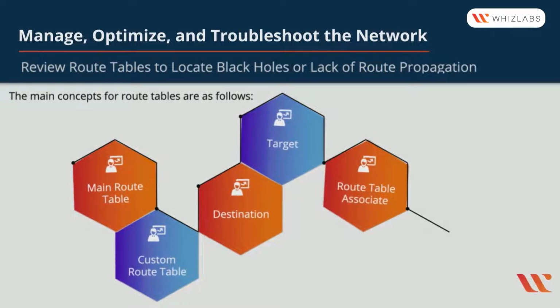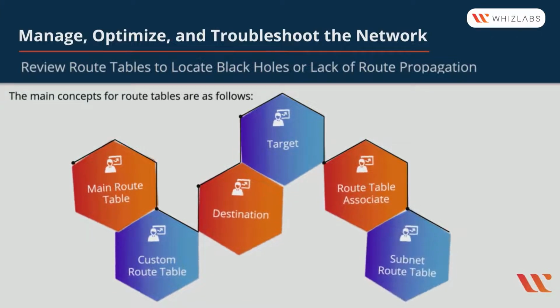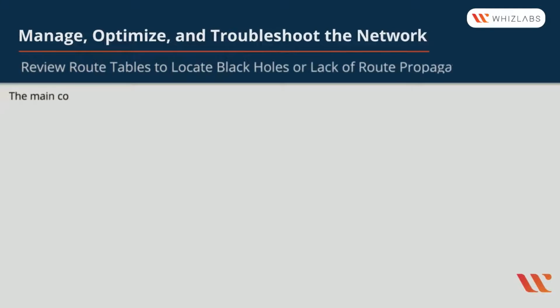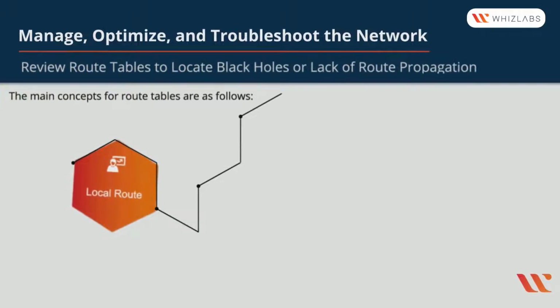Route table association refers to the connection between a route table and a subnet, internet gateway, or the virtual private gateway, which is known as the route table association. Then we got subnet route table, which means a route table connected with a subnet. The other concepts for the route tables are local route. This refers to the VPC's default route for communication.